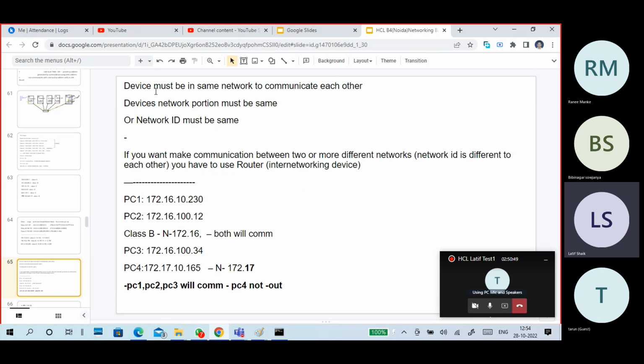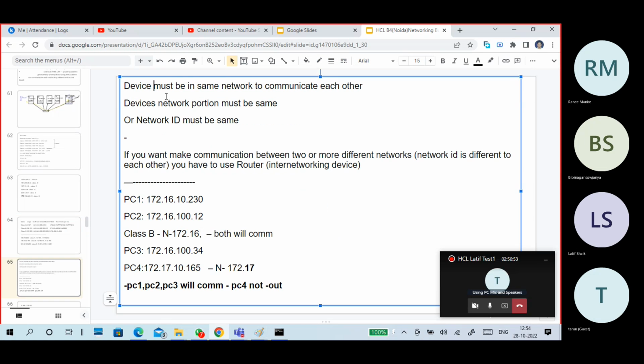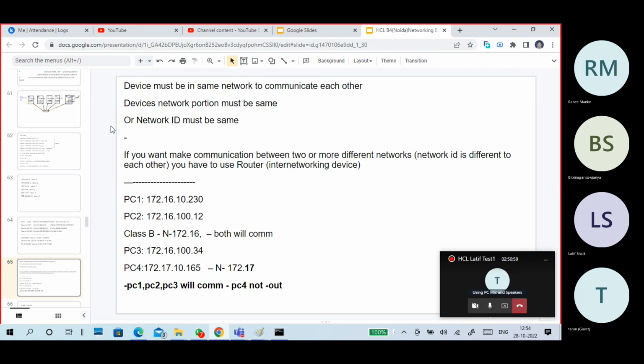Look here, this is the key statement. Remember this: devices must be in the same network to communicate with each other. Device network portions must be the same, or you can say their network ID must be the same. If you know how to calculate the network ID using the subnet mask, and both PCs' network IDs are the same, they will communicate with each other. At the very least, if their network portion is the same, they will communicate.